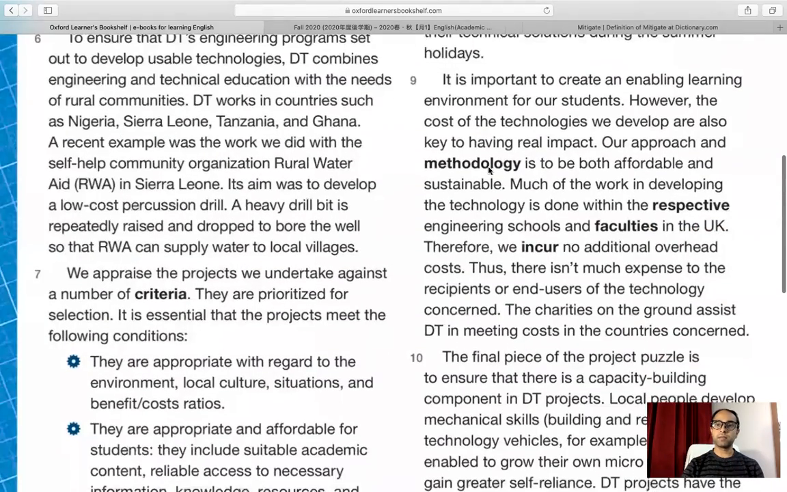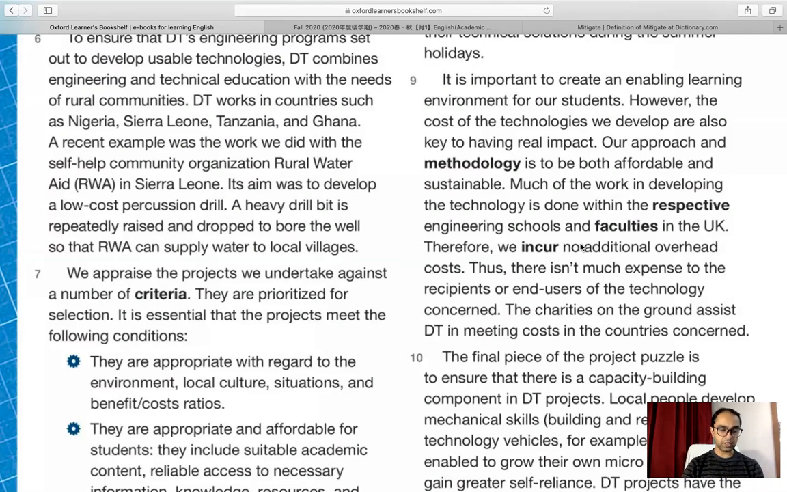Next we have methodology. Methodology is a set of rules, ways to do something. What's the method of doing something? How do you do your research, your method? Respective is related. Much of the work in developing the technology is done with the respective engineering schools, related engineering schools, and faculties. Faculty is like a department. You have faculty and department. So it's a section in the school.